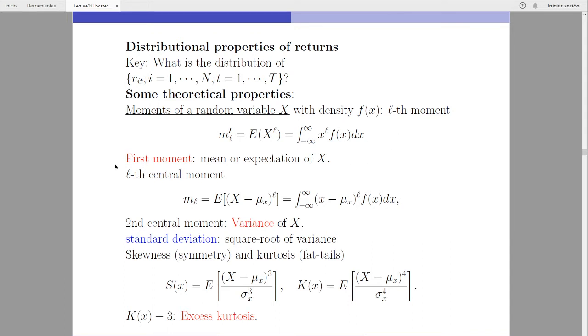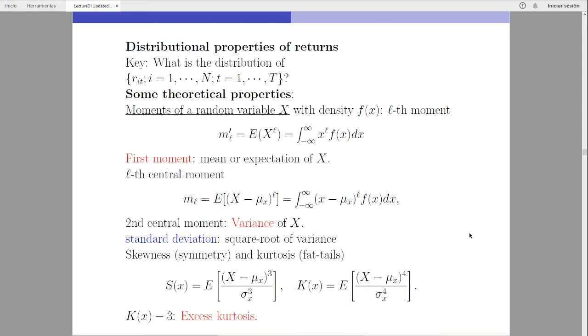The central moments are the expectation of the variable minus the arithmetic mean to the power of l. They are calculated at the same time. And why are these important? Because the second central moment is the variance of the variable. That's extremely important. Why? Because one of the fundamental statistics we are using is the standard deviation, which is the square root of variance.